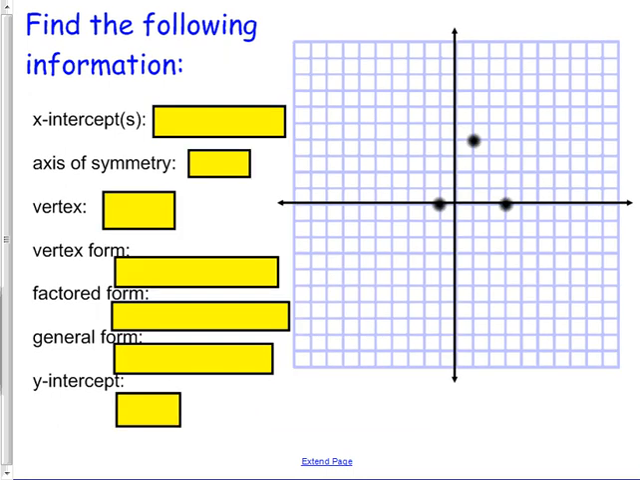This one is upside down, apparently. And this one, by the way, does have a stretch factor. No, wait, it doesn't, because over 2, down 4 makes sense. I thought it was only over 1, down 4, but yeah, you're right. No stretch factor on this one.